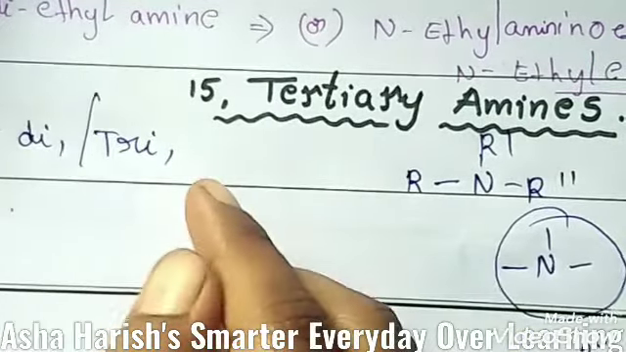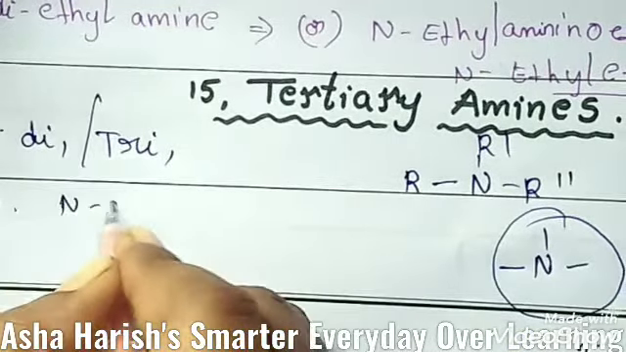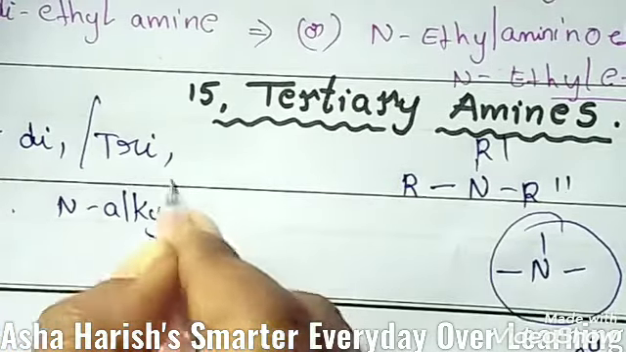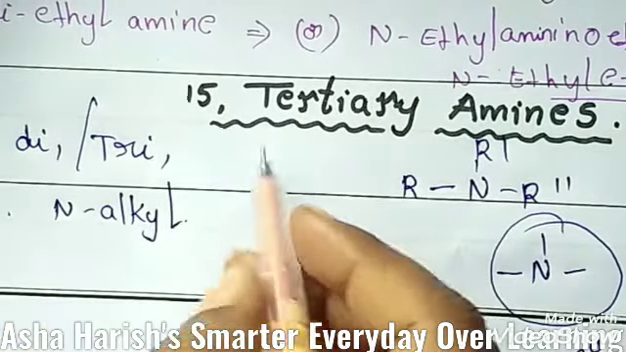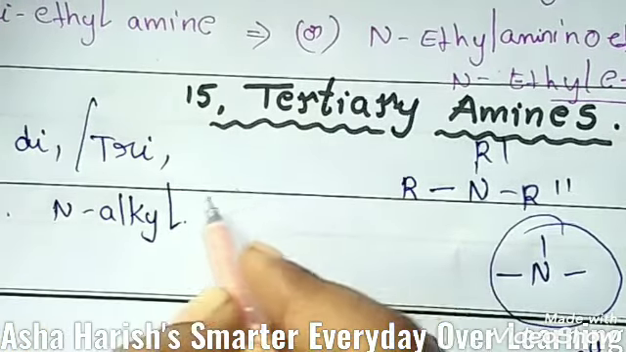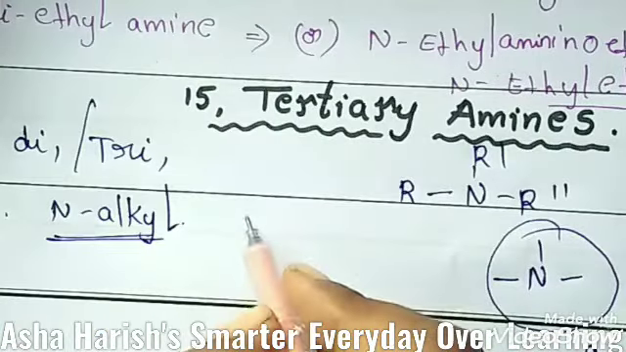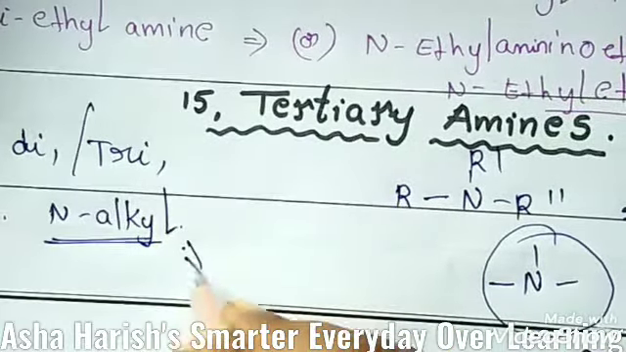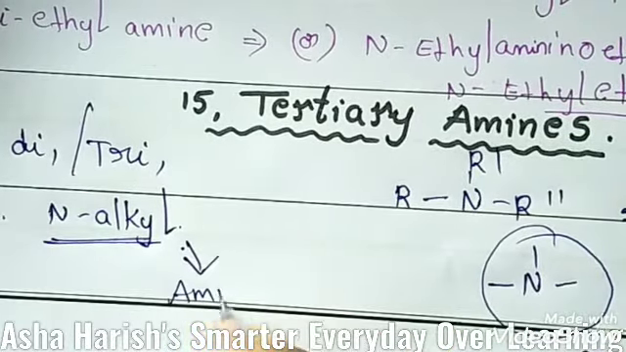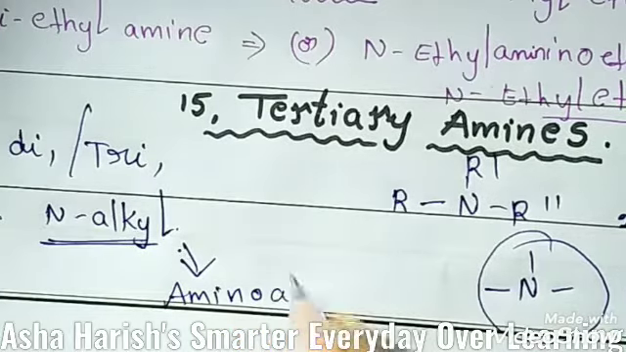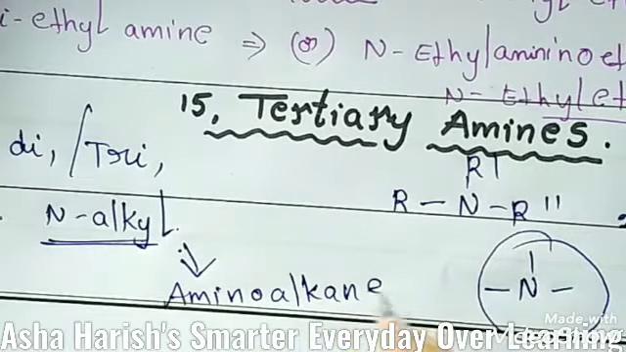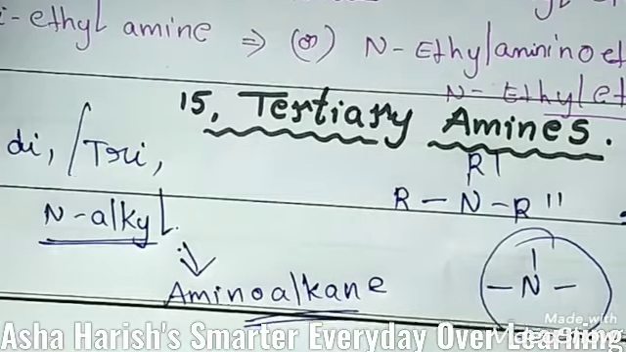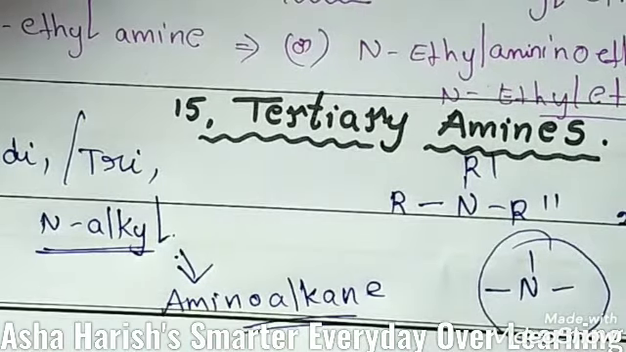And the second one is to add the prefixes N-alkyl, for the smaller alkyl groups, to the name of the aminoalkane corresponding to the largest alkyl group. Okay, now let's see some examples for these tertiary amines.